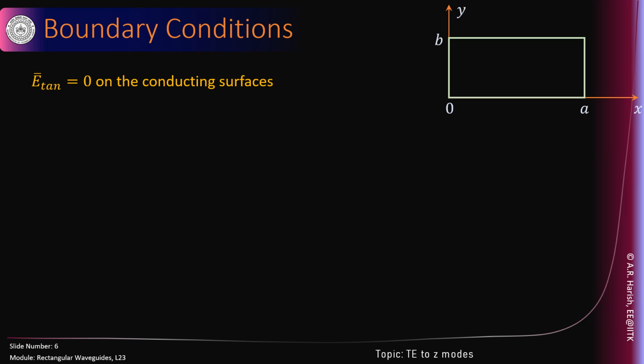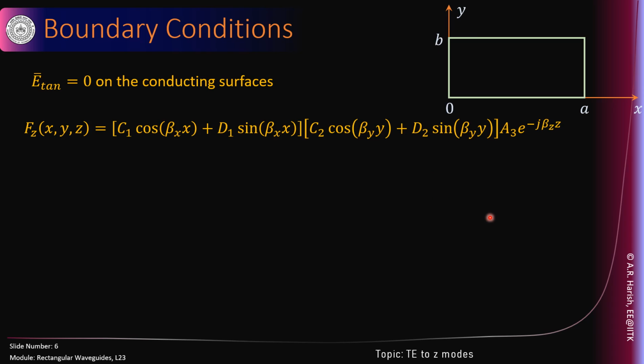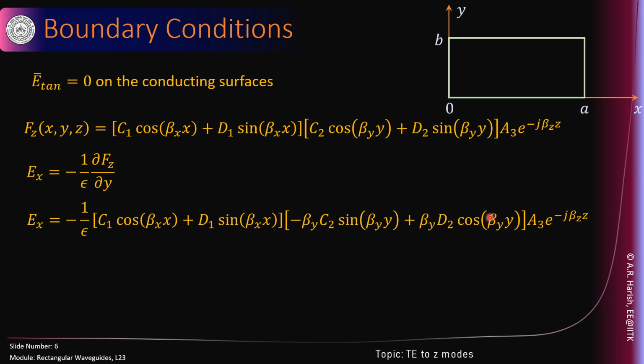So what are the boundary conditions? Tangential electric field is 0 on the conducting surfaces. On surface 1, 2, 3, 4. On these 4 surfaces, the tangential E is 0. So we know Fz, that is the z component of vector potential F, and we can write Ex in terms of Fz by this equation, minus 1 by epsilon del Fz by del y. Substituting Fz and differentiating with respect to y, we get this equation for Ex.